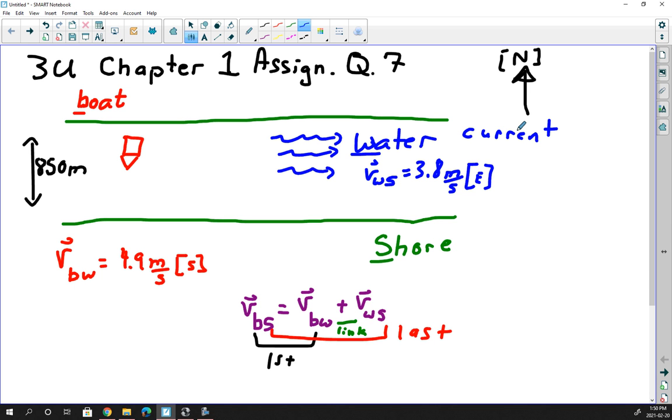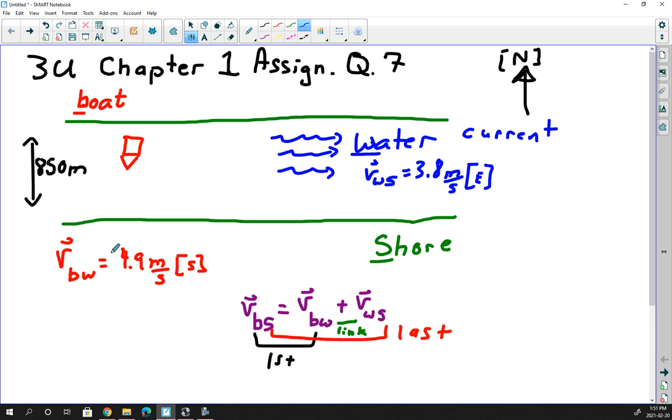And the average velocity of the boat relative to the water is 4.9 meters per second south. So that's telling you that this boat is always pointing south as it's moving in the water. It's aiming south. All of its engine power is pushing in the water while the water is moving, yes, but it's pushing through the water. So if you were to look at it with respect to the water, it's just moving south with respect to the water.